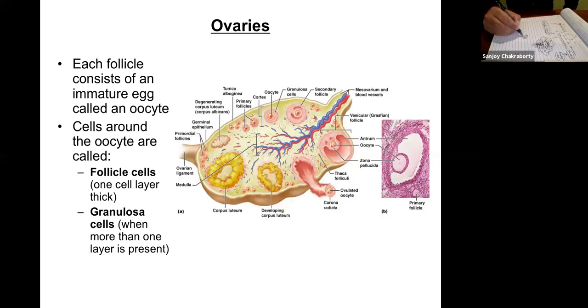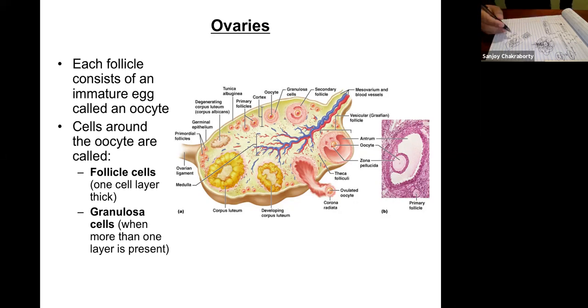When an egg is guarded by one single layer, we call these cells follicular cells. When an egg is guarded by multiple layers, so that's one layer, that's second layer, this third layer, multiple layers, these cells we call granulosa cells. But in both cases, the package, when I use the word package, I mean the egg and the guarding cell, this package is called follicle. So follicle means the package.